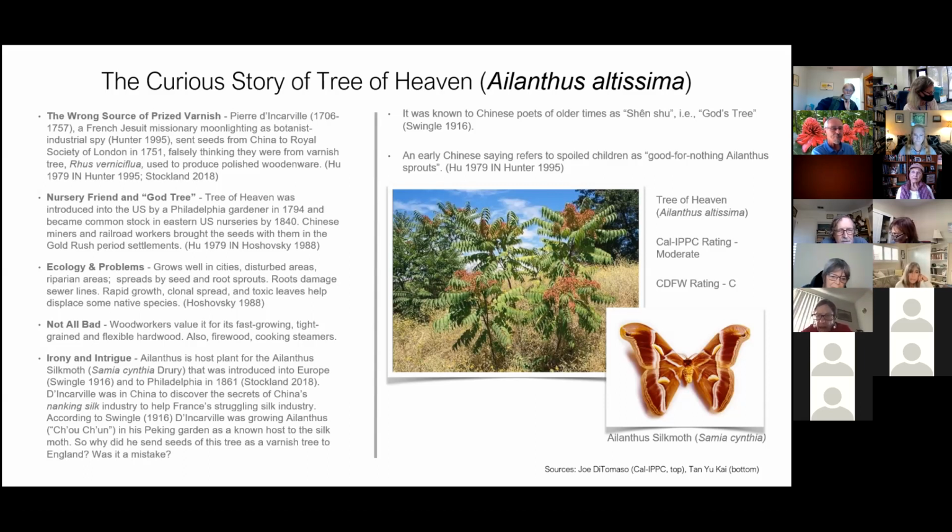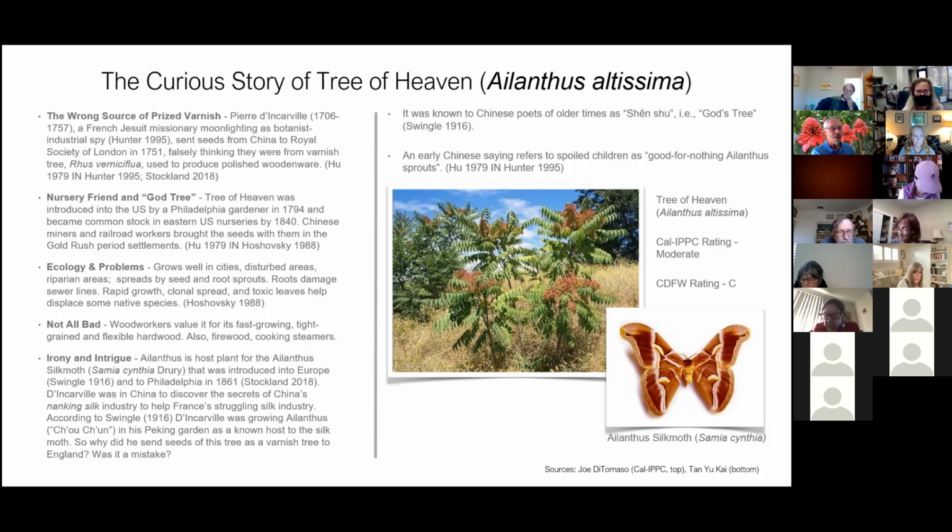And this reminded them of home when they worked the mines and the railroads. So you'll see this tree along disturbed areas, especially railroads and urban areas. Look for it. It's not the worst plant in the world, but it does have toxicity and is problematic. It grows clonally, and it's considered a moderate problem for native plants.